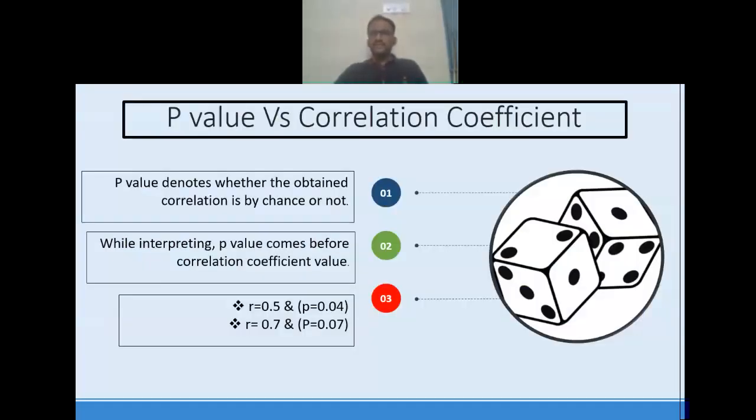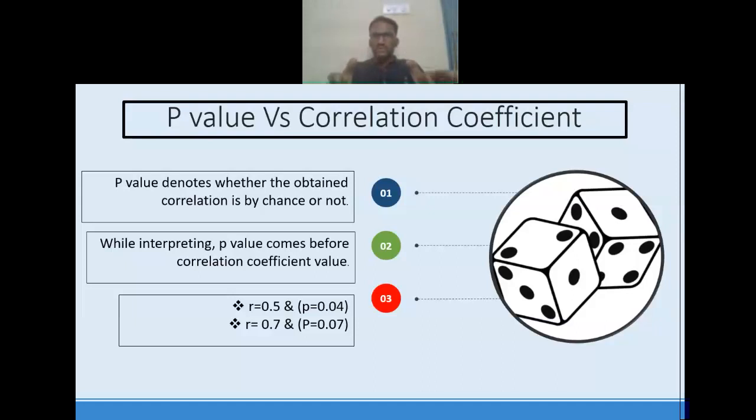But there is a common confusion among clinicians and even sometimes physiotherapy students: in correlational studies, what is the need of the p-value? Why should we look at the p-value in the first place, because the R value gives us all the values? Then what is the role of the p-value here?